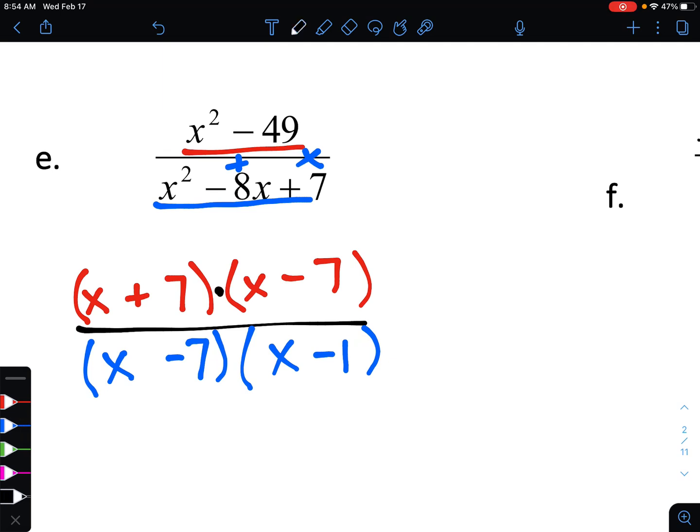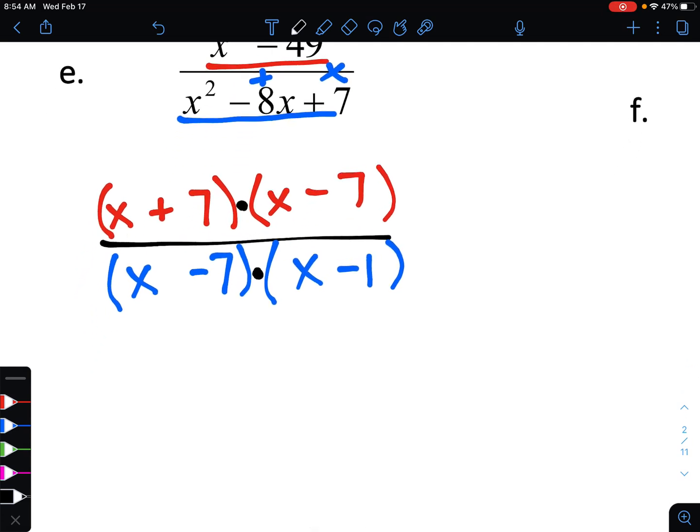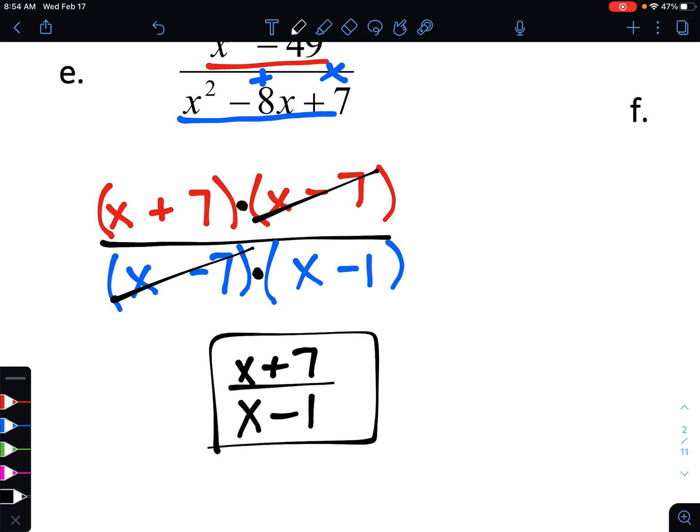Now, notice that by factoring, you create multiplication. There's now multiplication between x plus 7 and x minus 7. There's also multiplication between x minus 7 and x minus 1. So now we look for common factors which we can divide from both our numerator and denominator. And there is actually a common factor. X minus 7 can be divided from both our numerator and denominator. Now, even though it's not directly above one another, we can still simplify it like this. That leaves us with x plus 7 in our numerator and x minus 1 in our denominator, and in fact, that is going to be our final answer.